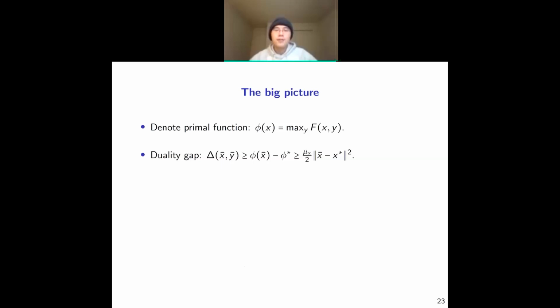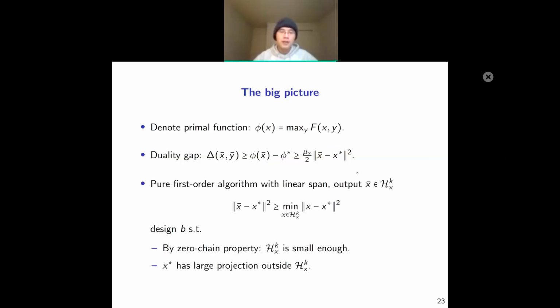And because phi is the maximum of a family of mu_x strongly convex functions, phi is also mu_x strongly convex. So this optimality gap is then lower bounded by your squared distance to the saddle point. And then we want to show that this squared distance is large. So how do we do that?